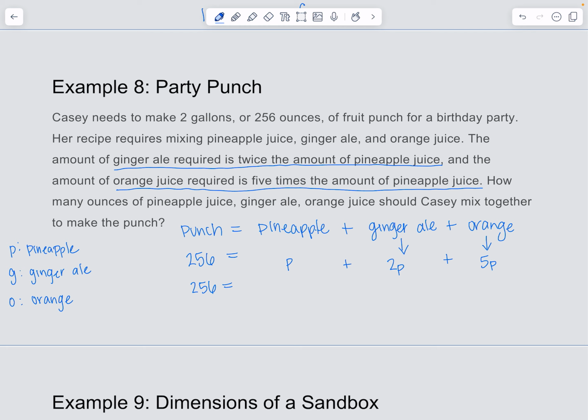256 equals 5 plus 2 plus 1, 8P. Let's isolate P. We divide by 8, and whatever we do on one side, we have to do on the other. And so we should be plugging in 256 divided by 8, which gives us 32 for P. That means pineapple juice, 32 ounces. From here, we want how many ounces of ginger ale? Well, the ginger ale was 2P, so 2 times the pineapple juice. 2 times 32, 64.